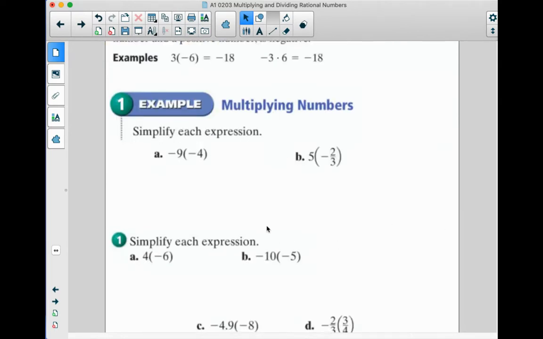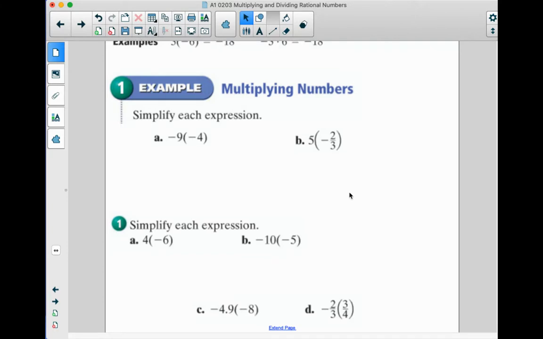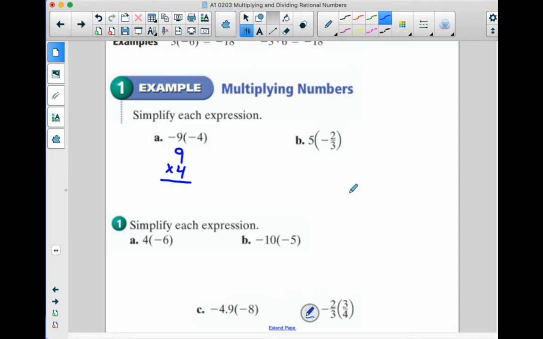There we go. All right, so -9 times -4. They have the same sign, so they're going to cancel out and become positive. So this is just like doing 9 times 4. And 9 times 4 is 36. We know it's positive because the negatives canceled out. Now here, 5 times -2/3, you have a positive times a negative. You know that's got to come out negative.